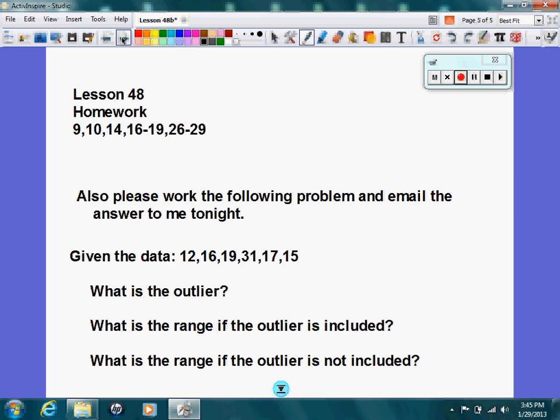Let's see what we've got here. We've got some homework assignment that we'll work on tomorrow in class. Also, please work on the following problem and email the answer to me tonight. Given this data set, 12, 16, 19, 31, 17, and 15, what is the outlier? What is the range if the outlier is included? And what is the range if the outlier is not included? You have to remember what the range was. The range was the difference of the highest value and the lowest value.